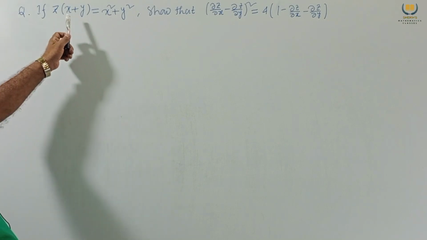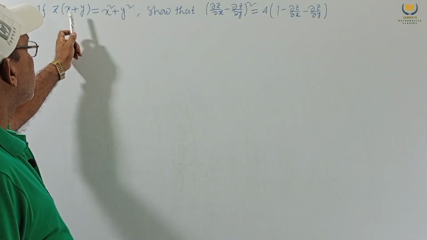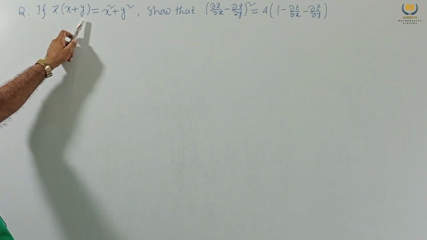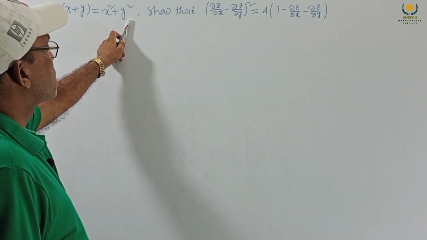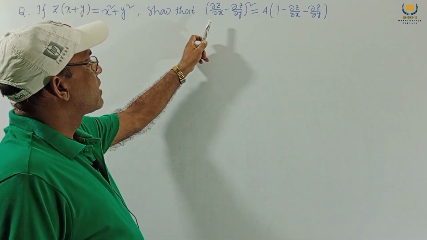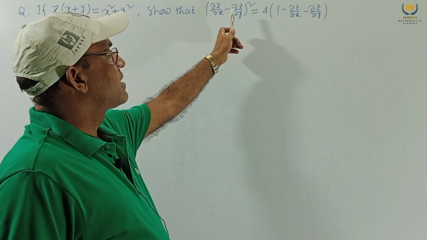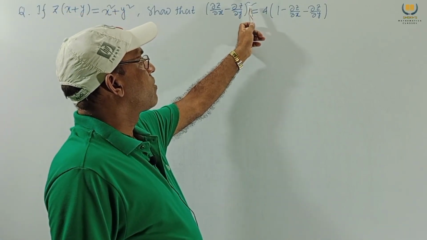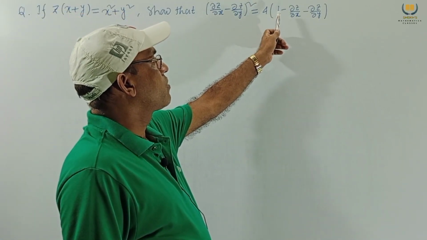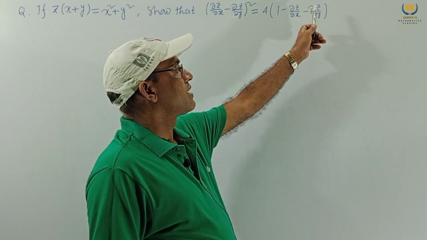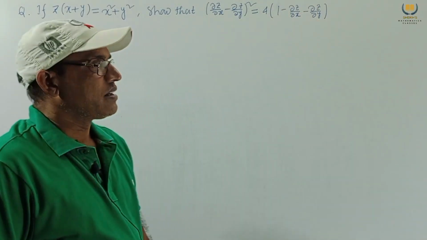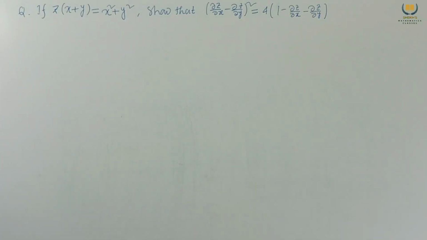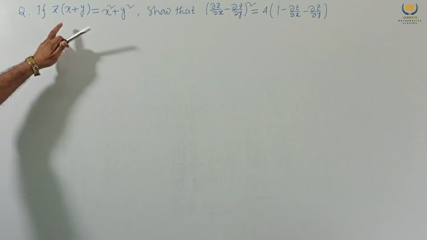If z times (x plus y) equals x square plus y square, show that (del z/del x minus del z/del y) whole square equals 4 times (1 minus del z/del x minus del z/del y). This is what we have to show. Now this is our given condition.